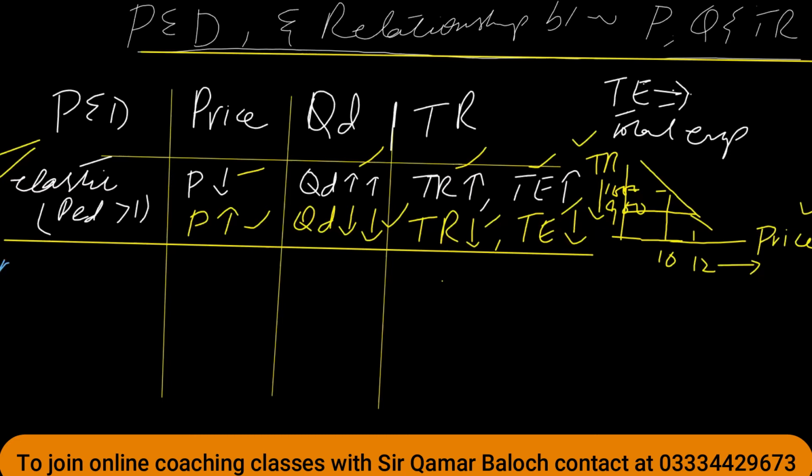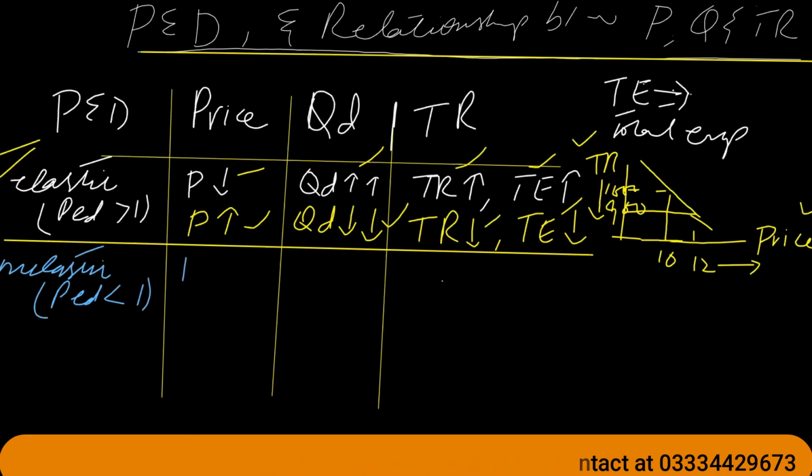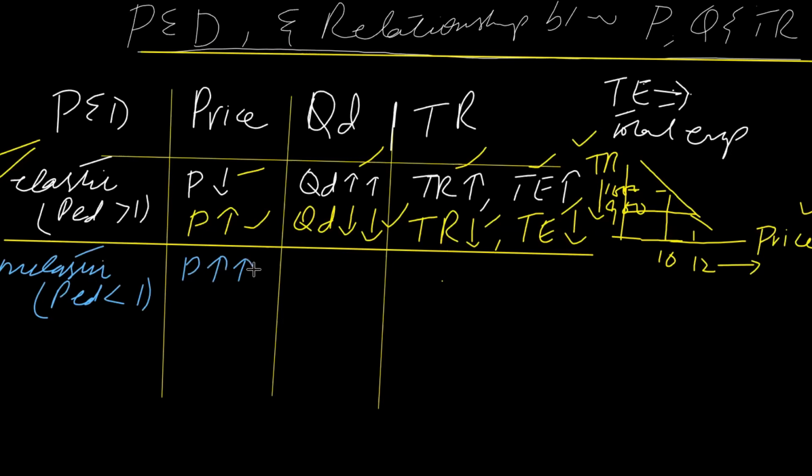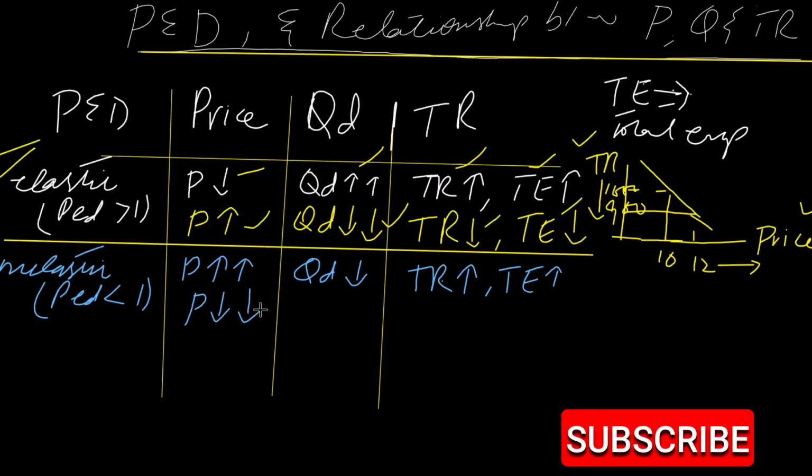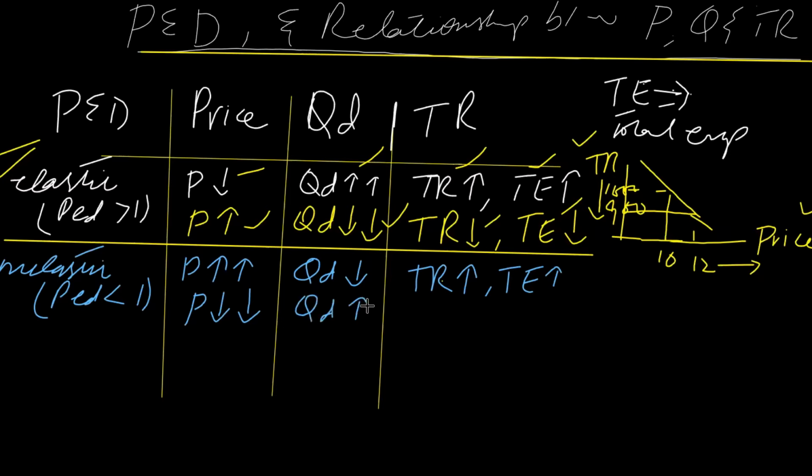Now coming to inelastic demand, price elasticity of demand will be less than 1. If we increase price with a greater ratio, quantity demand will fall with a smaller ratio, and as a result total revenue of the sellers will rise and total expenditure of the buyers will also rise. And if we decrease the price in case of inelastic demand, change in price will be greater than change in quantity demand. So a greater fall in price will lead to a smaller rise in quantity demand. So sellers' revenue will fall and total expenditure of the buyers will also fall.